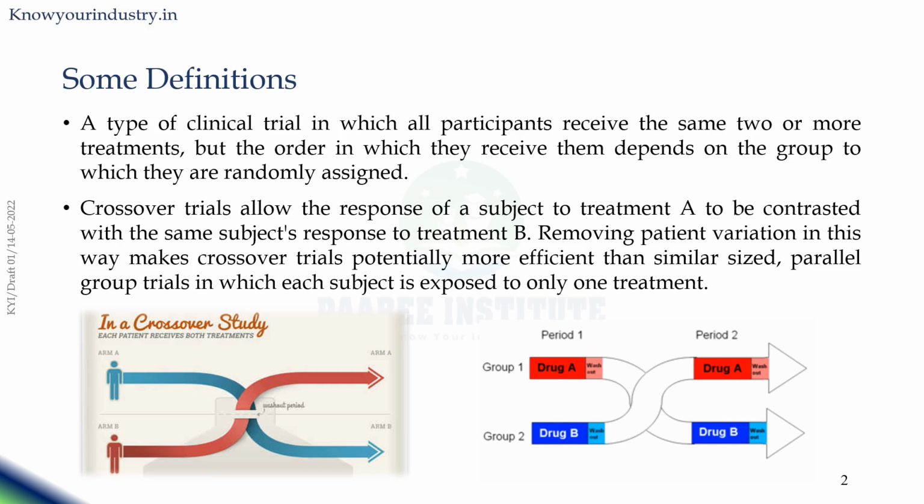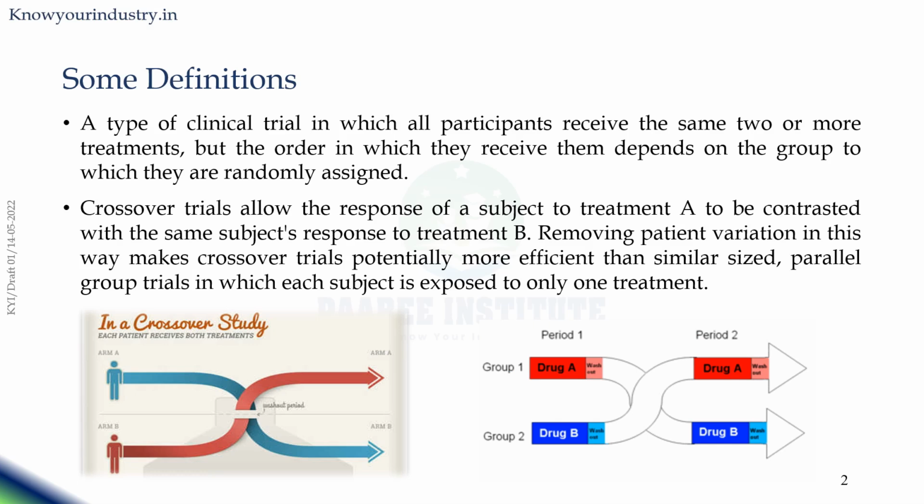And now coming to the crossover trials. Crossover trials allow the response of a subject to treatment A to be contrasted with the same subject's response to treatment B. That means if I am the person who is taking the test product, then I have to be exposed to the same treatment, that means treatment B, the reference product. Also, how I will behave for both the treatments will be understood. Hereby, we are removing the patient variations.